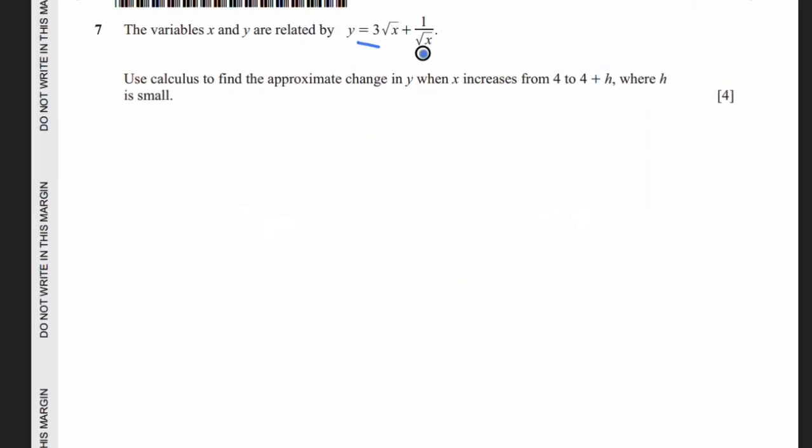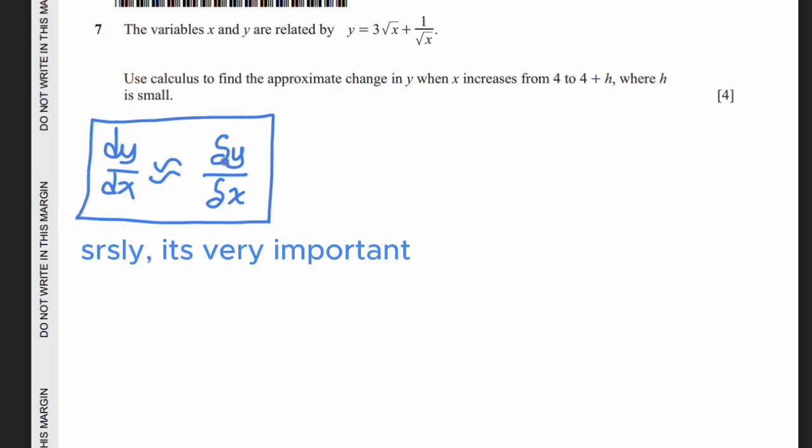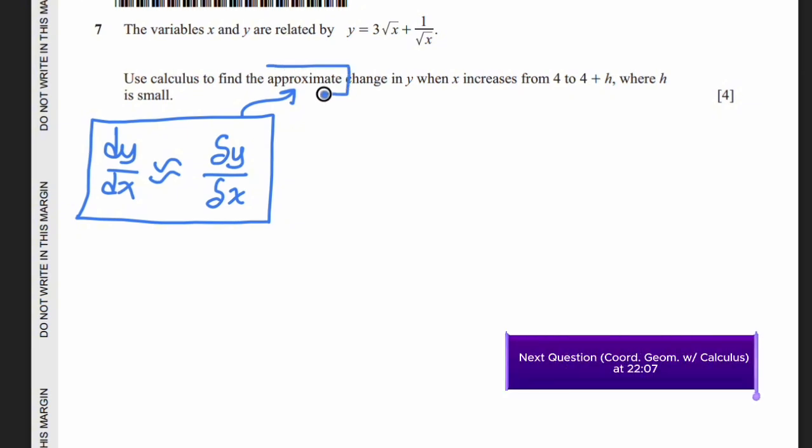Whoa, what is this? This looks scary. Anyways, the variables x and y are related by this. Use calculus to find the approximate change in y when x increases from 4 to 4 plus h, when h is small like your brain. Okay, so now let's find the approximate change. We know that dy over dx is approximately equal to del y over del x. That is a nice del over there, but anyways. So this is the formula that we will always keep in mind when we are doing an approximate change math like this. So let's find our dy dx first.